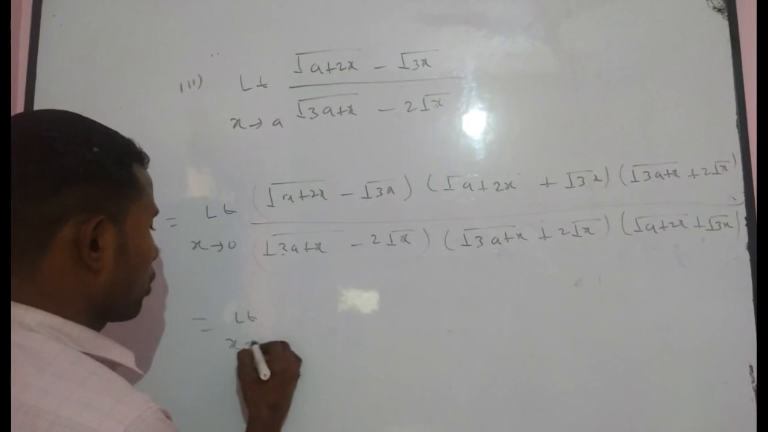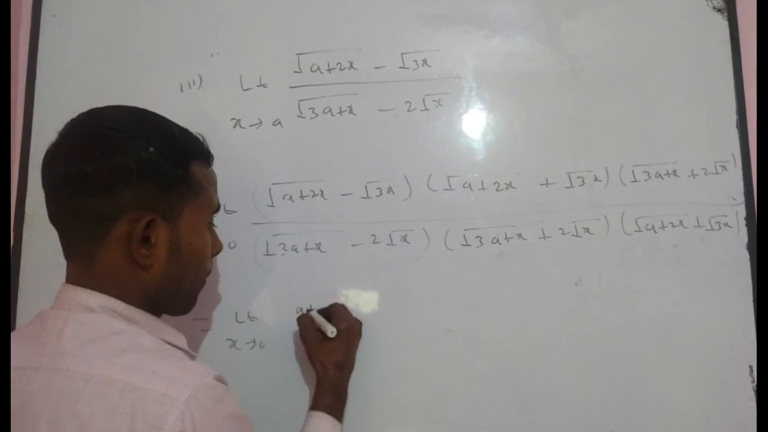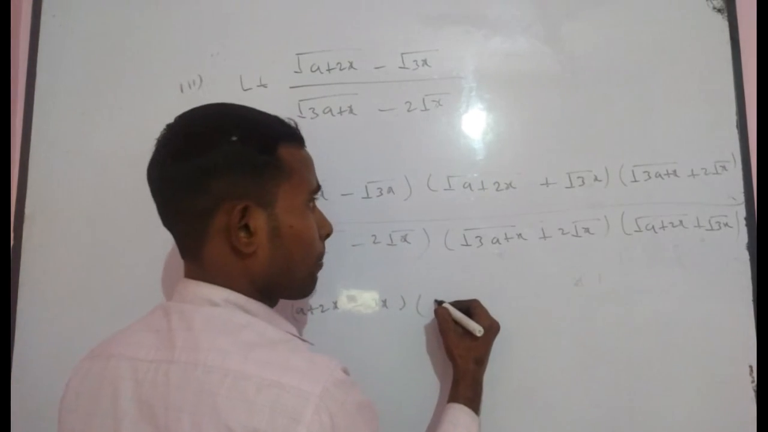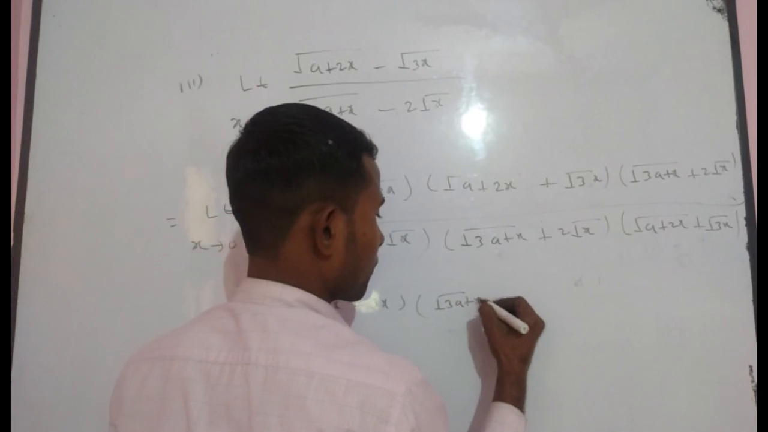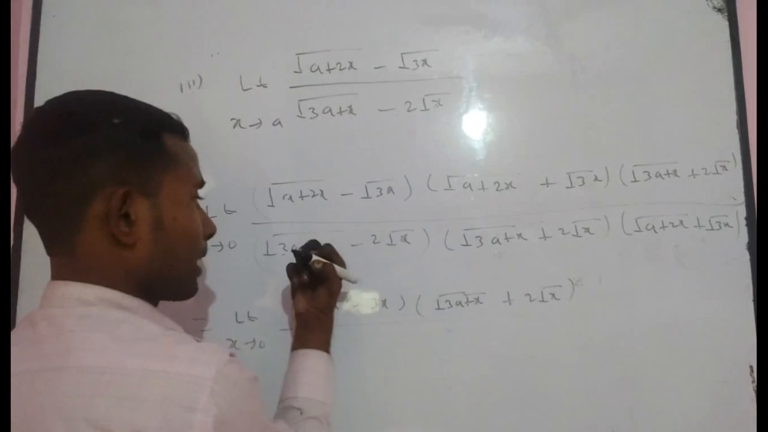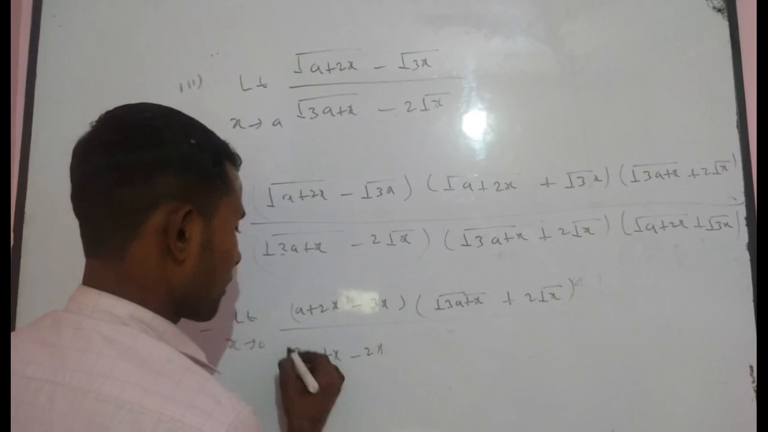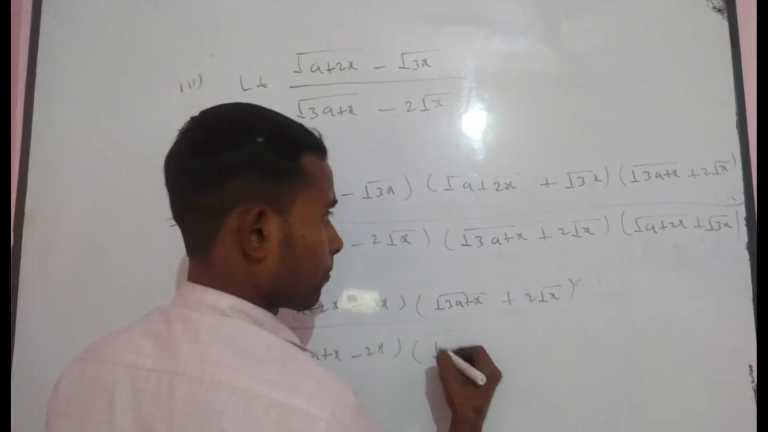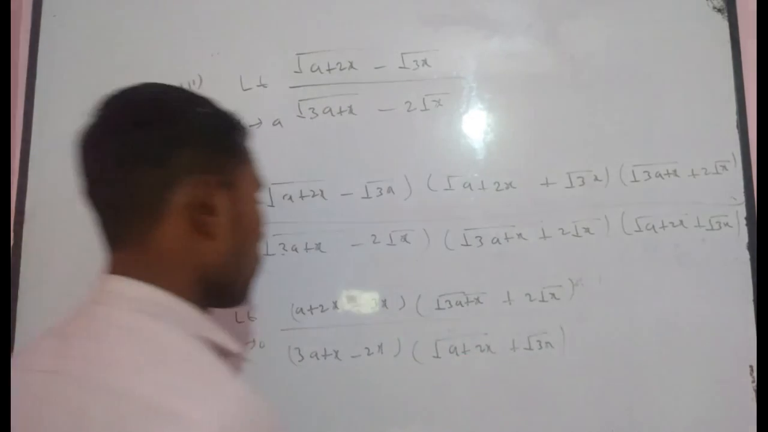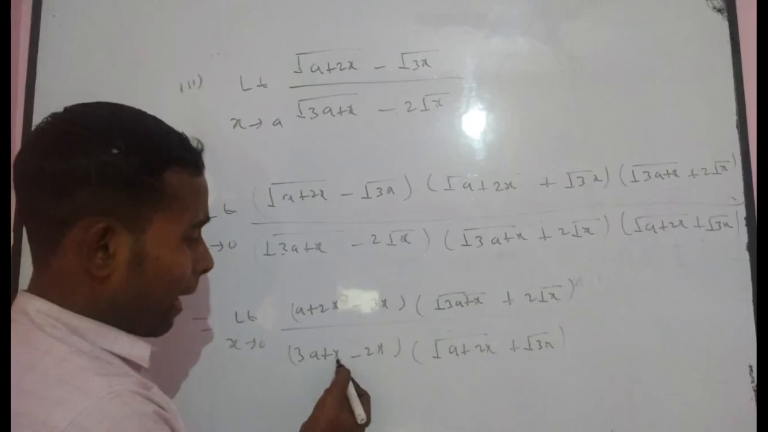Now, limit x tends to 0. Here, a plus b into a minus b, what do you get? A plus 2x minus 3x. And here you get root 3a plus x plus 2 root x, divided by, in the denominator, if you multiply this factor by this, you get 3a plus x minus 2x, into, in the denominator, root under a plus 2x plus root under 3x. Now, here you get a minus x, here you get 3a minus x.